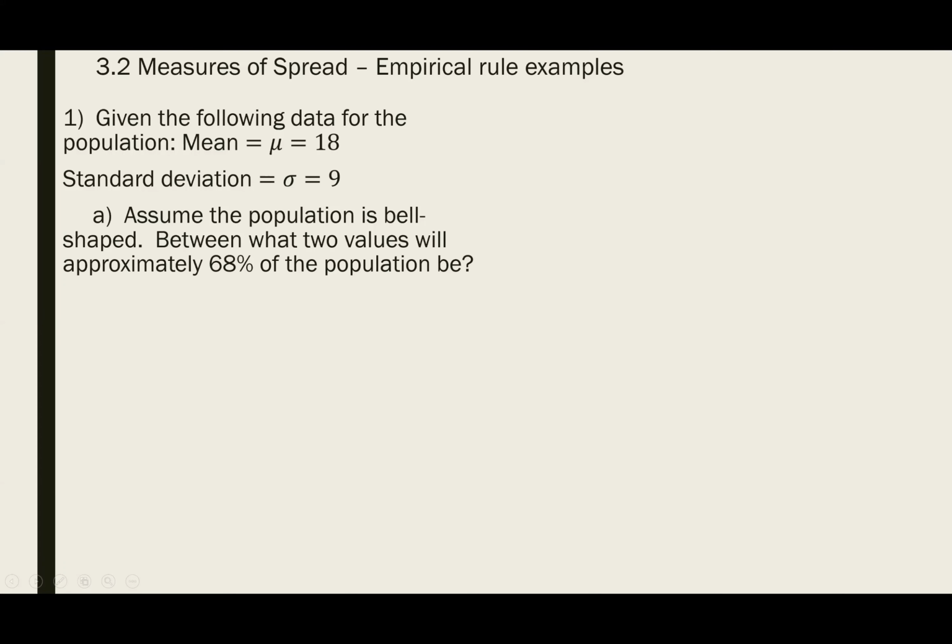If they don't mention anything about a bell-shaped curve, you cannot assume it's a bell-shaped curve. They have to mention it. If it's not a bell-shaped curve, we cannot use the empirical rule. The empirical rule can only apply to a bell-shaped curve.